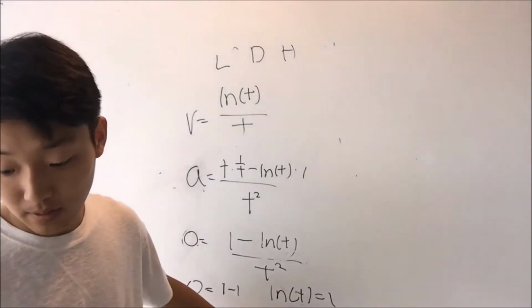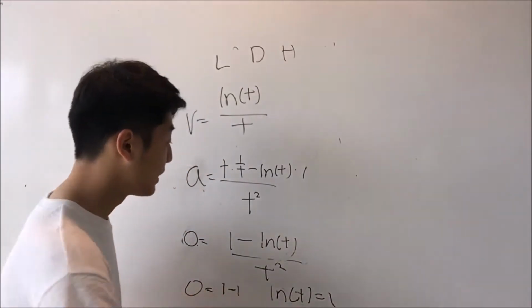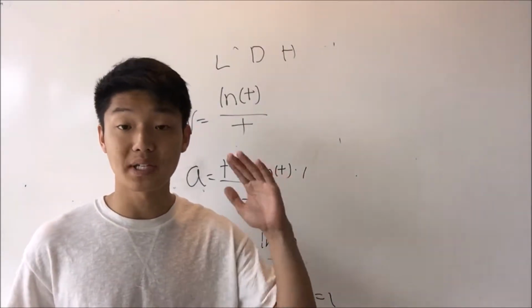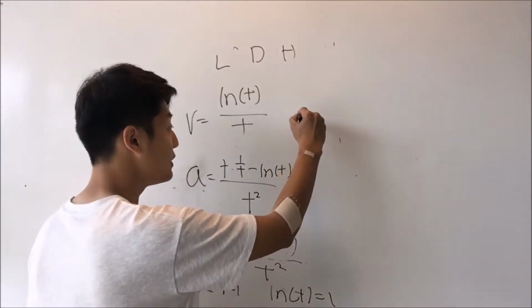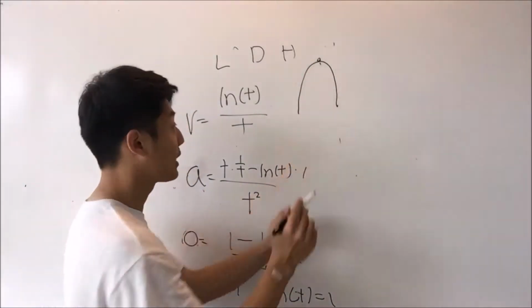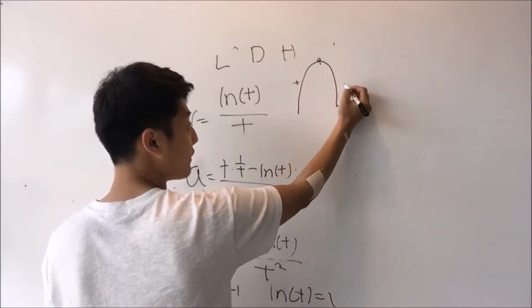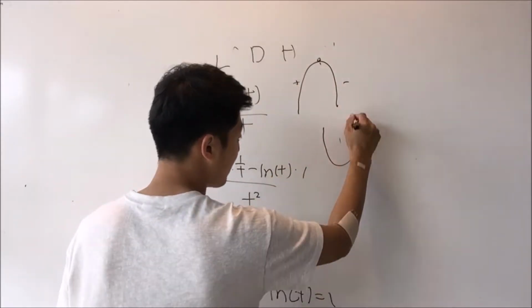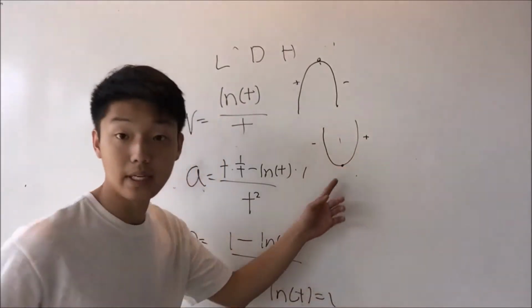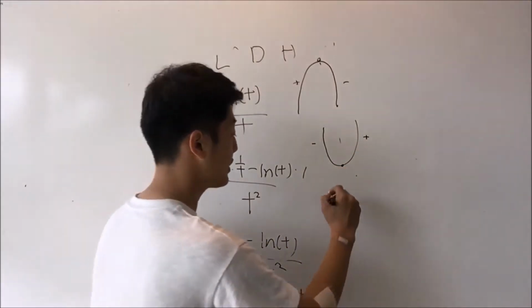And please do not stop here, because we have to check whether at this point the sign changes from positive to negative. If it goes from positive to negative, this will be the maximum. However, if it is negative to positive, this will be the minimum. So let's check.